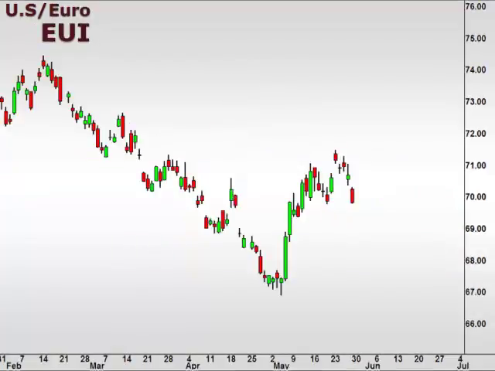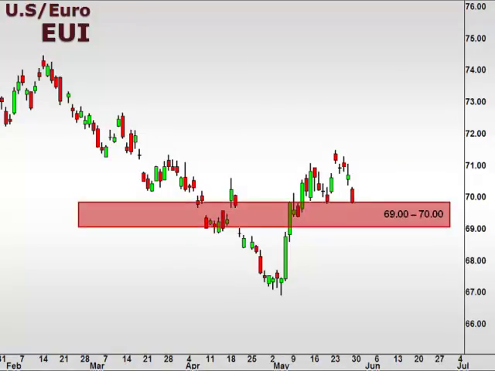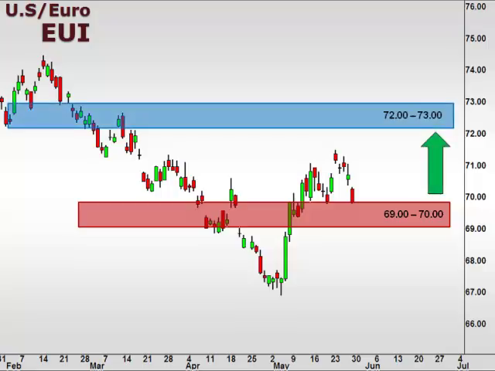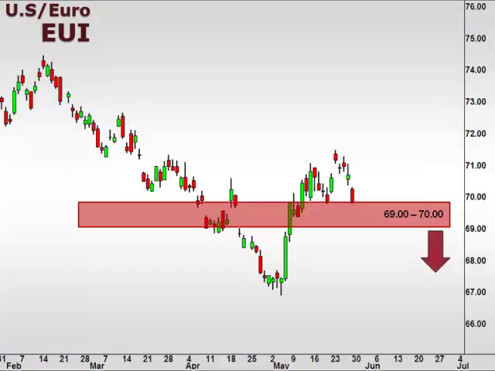Let's move on to the euro, as seen here in the EUI. Well, the EUI is testing an important support at 70. A bounce here lends credibility to a continuation higher for the U.S. dollar against the euro, with a push towards that 72-73 focal zone. However, a break below that 69 level is likely to yield a move back down towards 67.